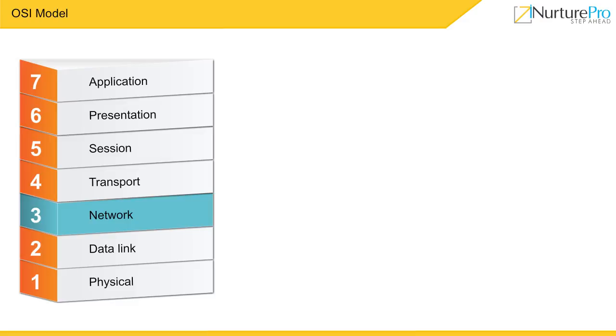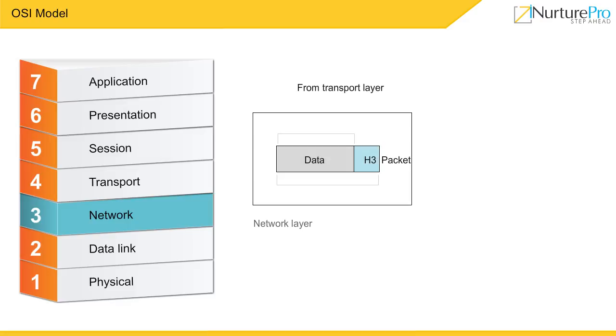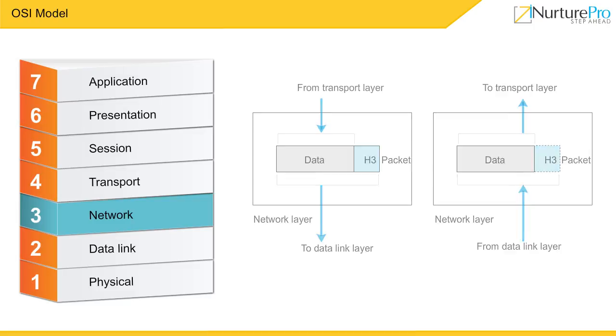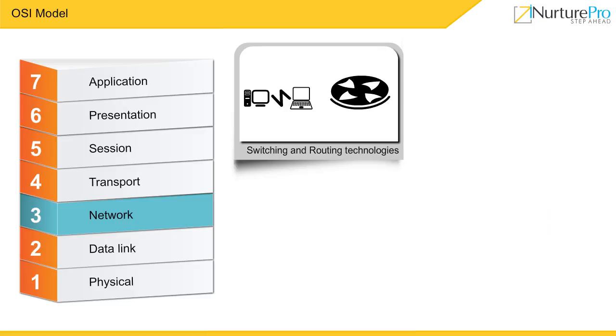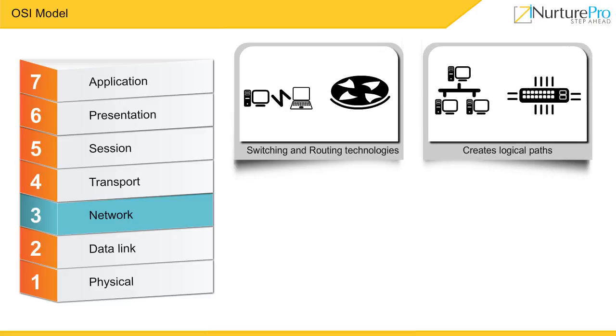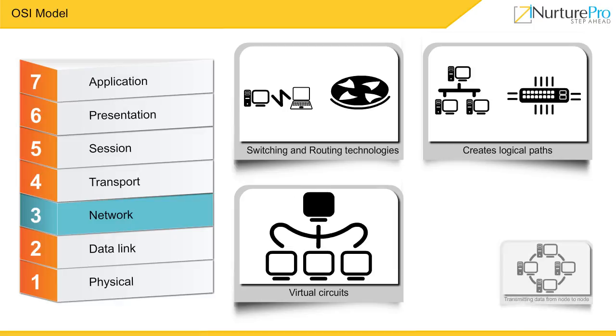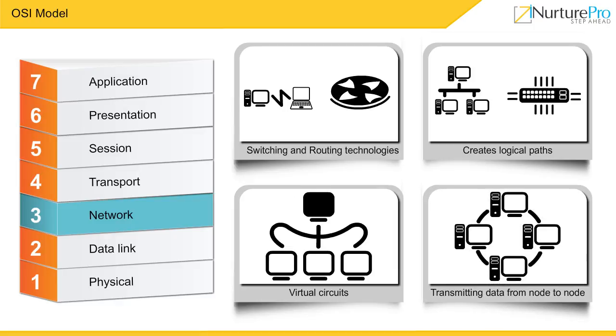The third layer of the OSI model is the network layer, which examines the source and destination address to determine if the data has reached its correct destination. The network layer arranges data into packets and delivers them to the transport layer of the OSI model. This layer provides switching and routing technologies, creating logical paths known as virtual circuits for transmitting data from node to node.